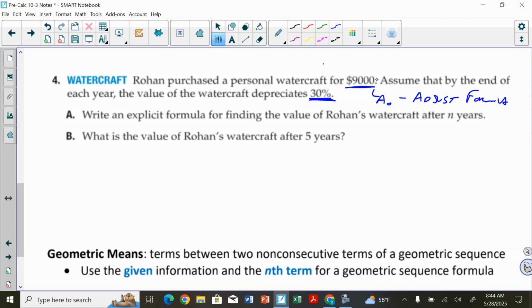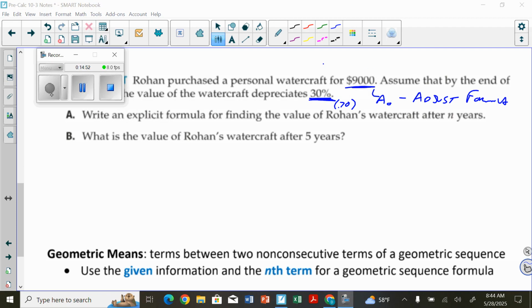So that means it's going to be worth 0.70 of what it was, right? So we're going to multiply by 0.70. So that actually becomes the stuff that I need there. So that is going to be kind of the information we need.